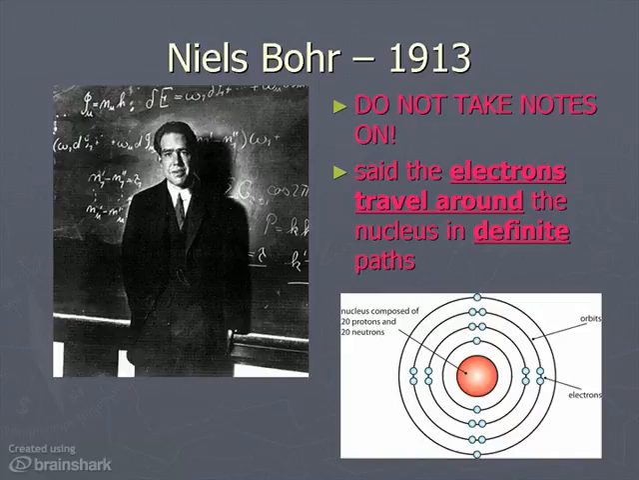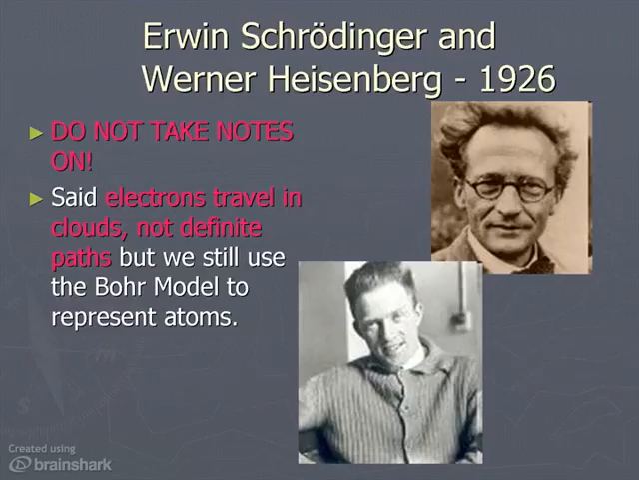Since Democritus, there were lots of scientists who contributed to the development of the atomic theory. But let's fast forward to 1913, to when Niels Bohr decided that electrons travel around the nucleus in definite paths. The reason why we're talking about Niels Bohr is because later we're going to use his model when we start to diagram different atomic structures. And let's fast forward again to 1926, where Erwin Schrödinger and Werner Heisenberg decided that electrons travel in clouds, but not definite paths, so they kind of contradicted what Niels Bohr had said. We still use the Bohr model, though, to represent atoms today.